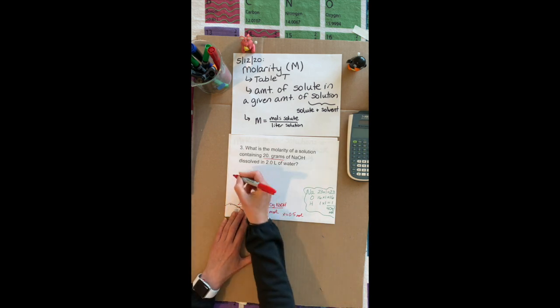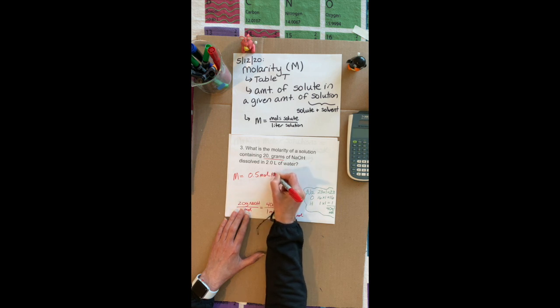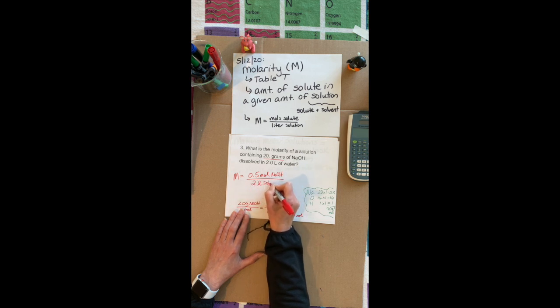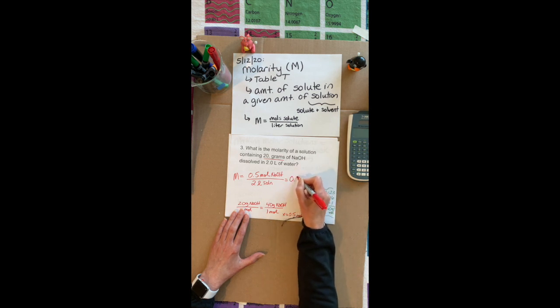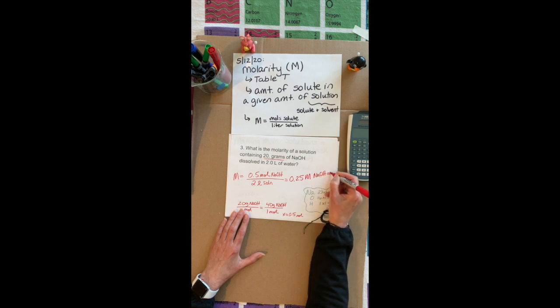So let's plug that in. Molarity equals 0.5 moles of sodium hydroxide. And that is in 2 liters of solution. And what do we get? 0.25 molar sodium hydroxide solution.